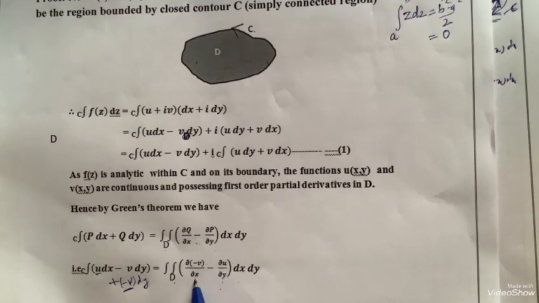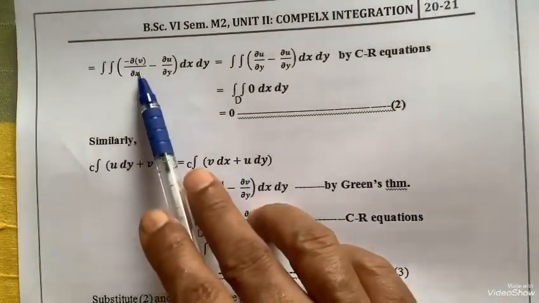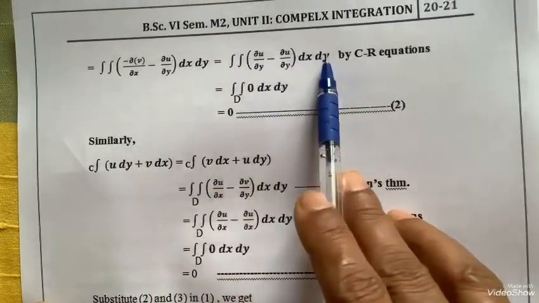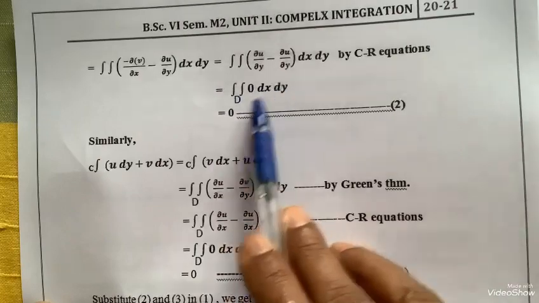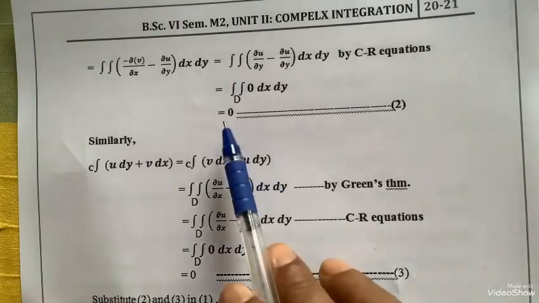But dou of minus v by dou x is what? Minus of dou v by dou x. But what is minus of dou v by dou x by using CR equations? Dou u by dou y here. Therefore, dou u by dou y minus dou u by dou y is 0 itself. So you are getting the first value 0 here. That is, minus of dou v by dou x and minus dou u by dou y, but minus of dou v by dou x is dou u by dou y by using CR equations. Therefore, dou u by dou y minus dou u by dou y is 0 and double integration of 0 is 0 itself. Please remember, integration of 0 is always 0 itself. Therefore, you got the first value, meaning this integral.